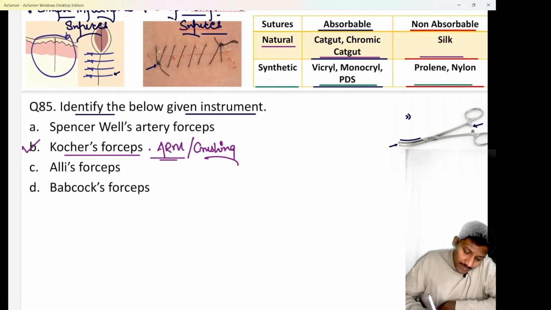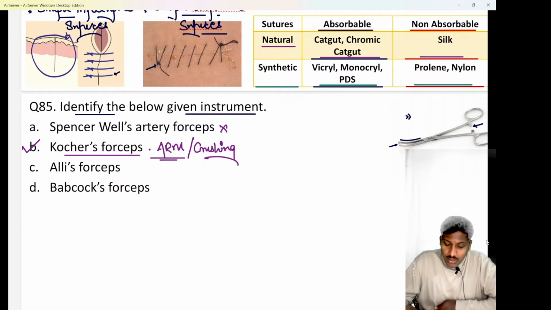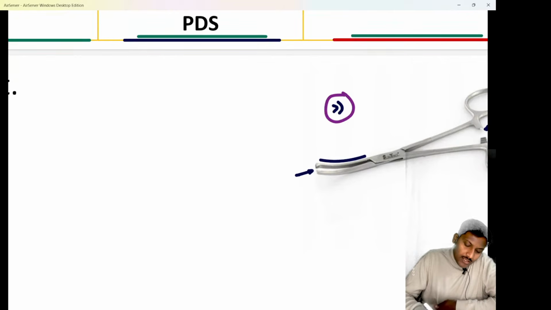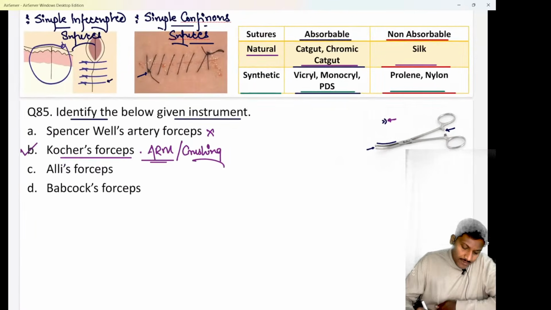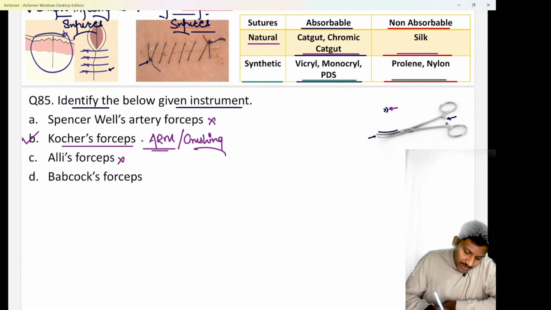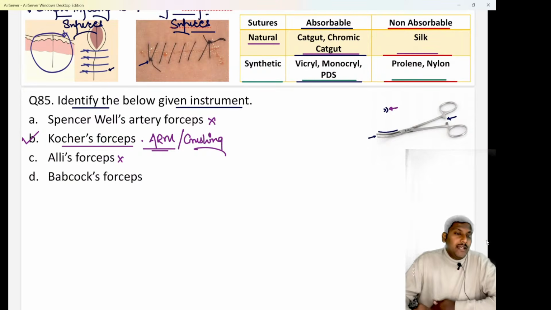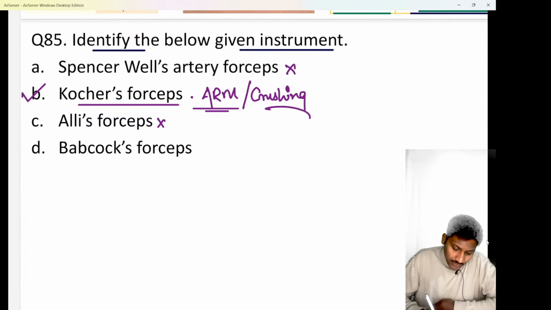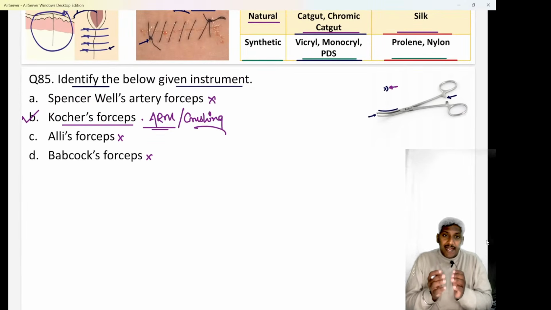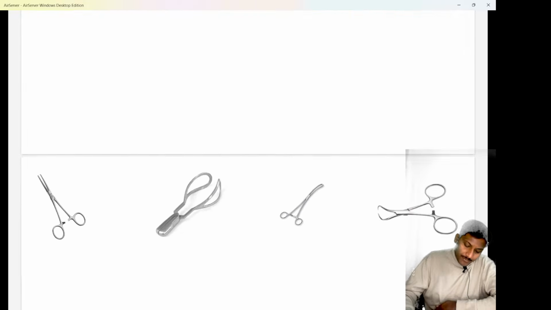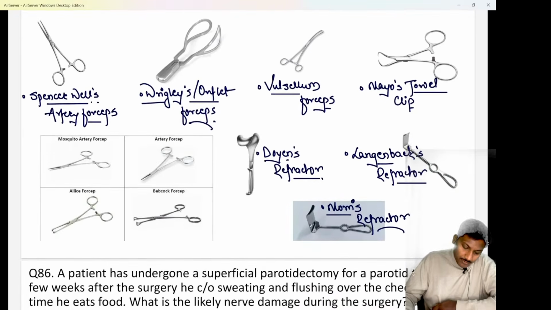We know Spencer Wells artery forceps basically will not have these kind of concave and convex ends, beta. It does not have any kind of concave or convex ends. That is important. Ali's forceps is a curved forceps. It is going to have curved blades and it is going to have teeth, or sharp edges, so that it can hold tough structures. Whereas Babcock's forceps is going to have curved ends and it is going to hold delicate structures or hollow structures.